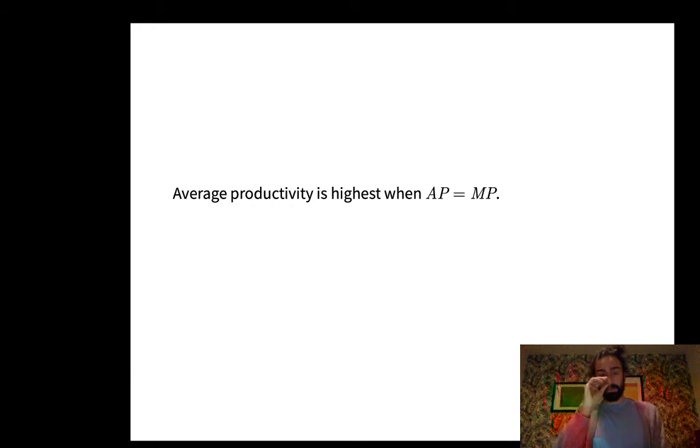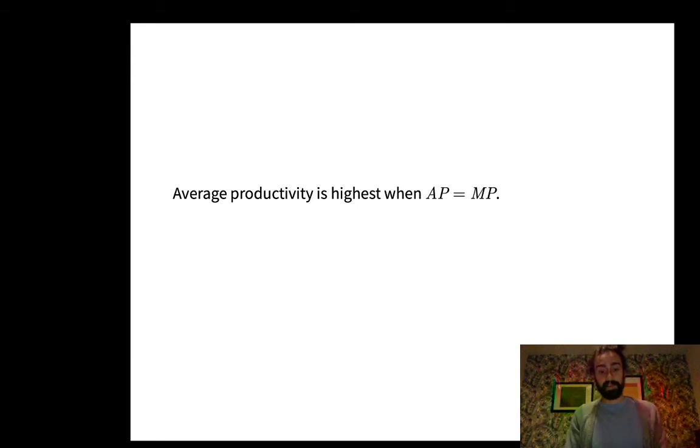In fact, the average productivity is highest when the average productivity is equal to the marginal productivity. So this is a theorem. You should be able to convince yourself of this pretty quickly. The idea is if I hire one more laborer and they contribute more than the average, then the average is going to go up when I hire them, right? So if the average is currently 3,000 bushels per person and I hire someone and their marginal contribution is 4,000 bushels, then the average has just increased, right?